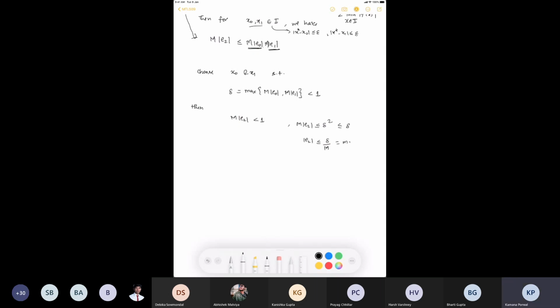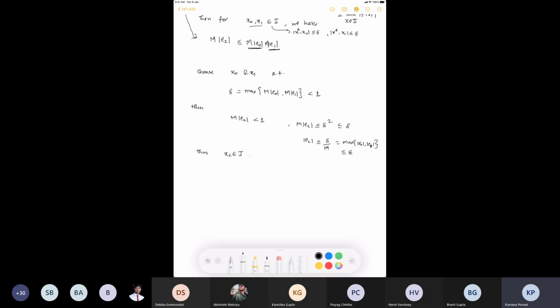So what is delta by M? It is nothing but the maximum of mod E0 and mod E1, right? And we know that mod of E0 is also less than or equal to epsilon, and mod of E1 is also less than or equal to epsilon. So this is going to be less than or equal to epsilon, right? So thus what we have got is that X2 also belongs to the same interval I, okay?